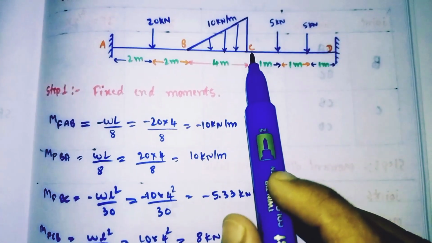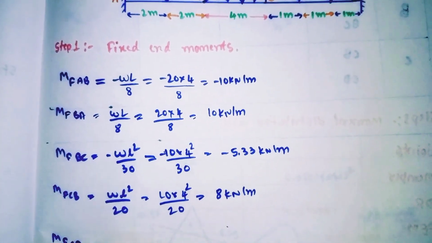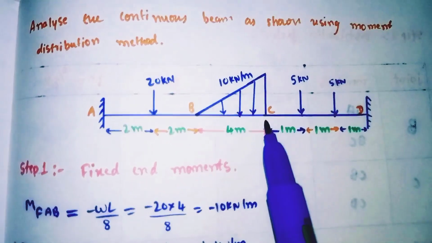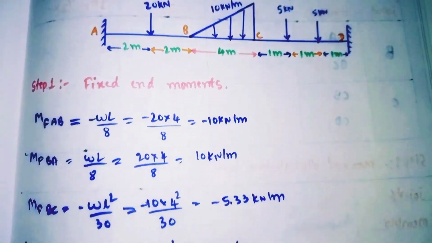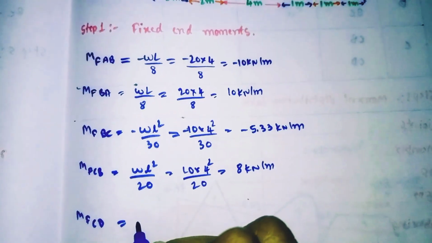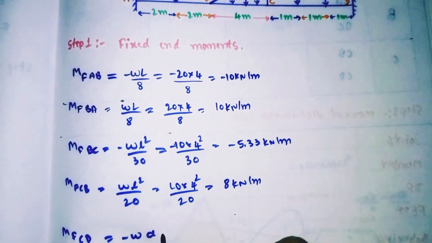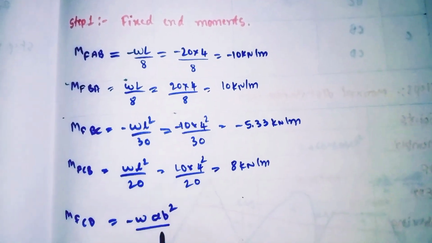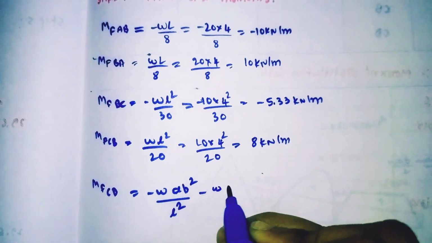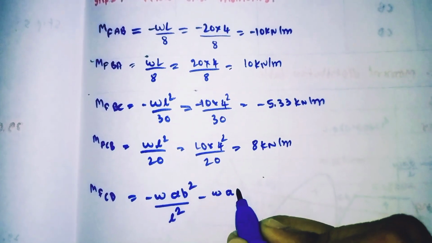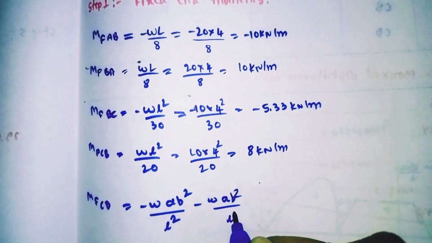Next we will see CD. For MF CD, look here, this span has two point loads. For that we have the formula, for CD it is anticlockwise, minus W A B square divided by L square, minus W A B square divided by L square.